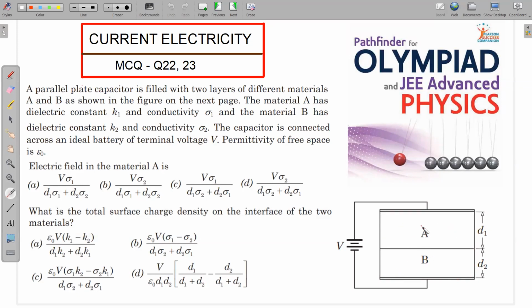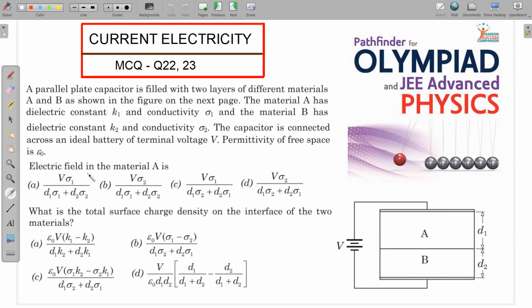So these materials have a dielectric constant K1 and it is not a perfect dielectric. It also has a conductivity sigma 1. So this material A has a dielectric constant K1 and conductivity sigma 1. Material B has a dielectric constant K2 and a conductivity sigma 2. And this capacitor is connected across a battery of voltage V.